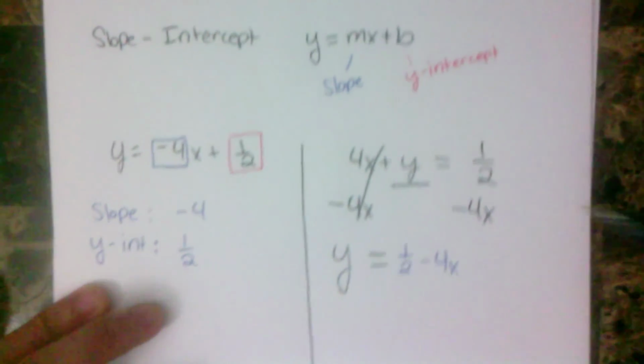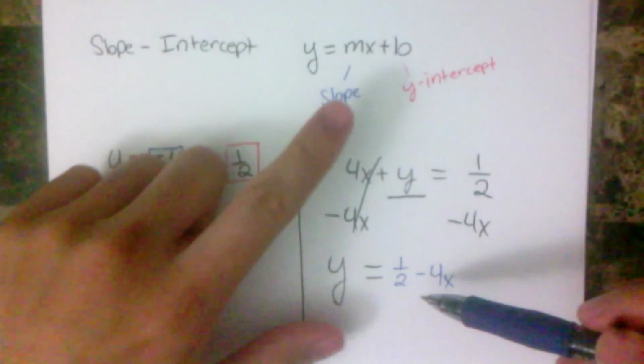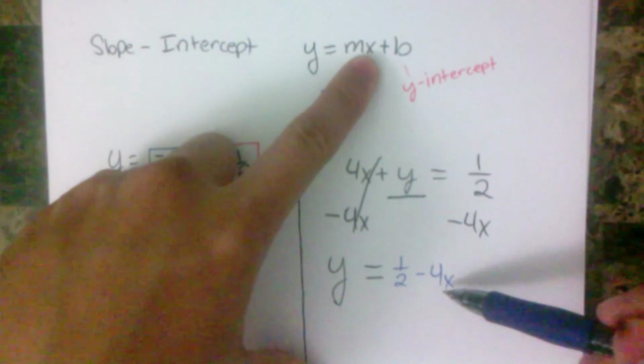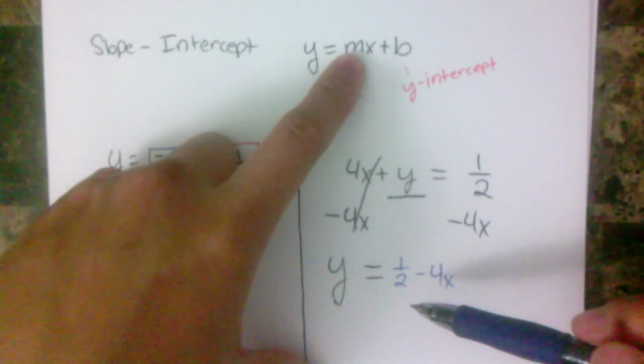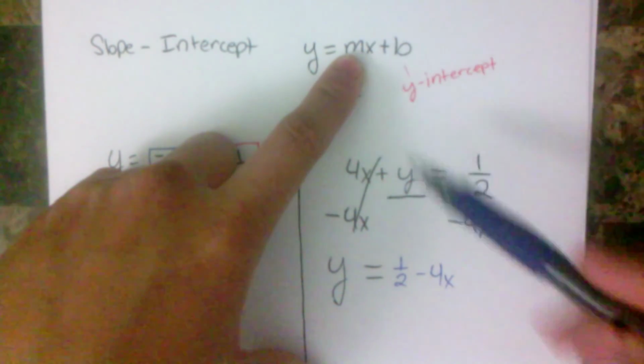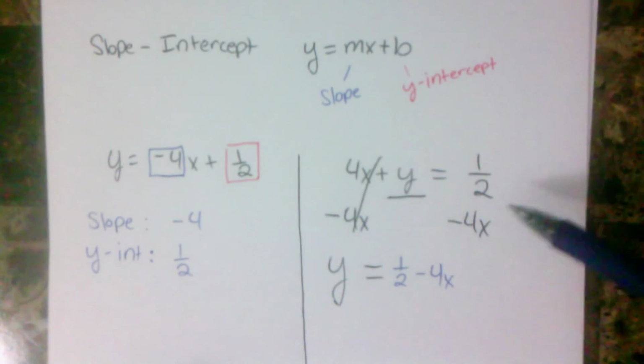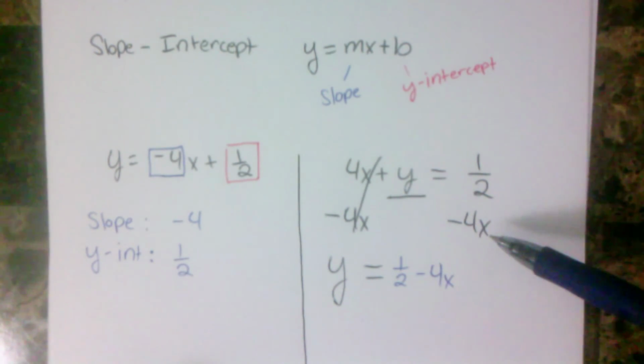But I don't recommend it because if you write it like this, you'll notice it's not in that format. You'll notice that the x comes second, whereas in the original equation up here, the x came first, but here you have x coming second. So I don't recommend that you write it in this order. I recommend that you write your negative 4x first.